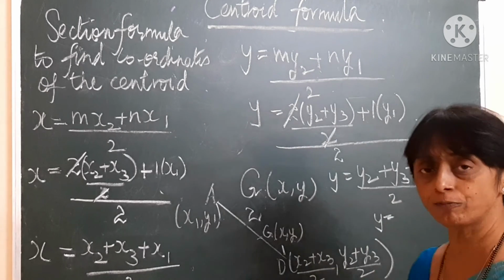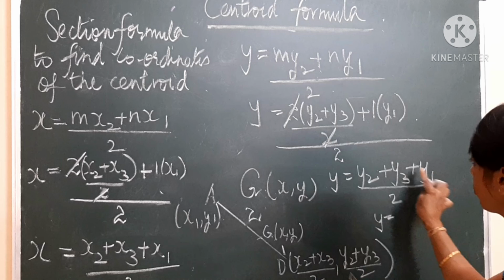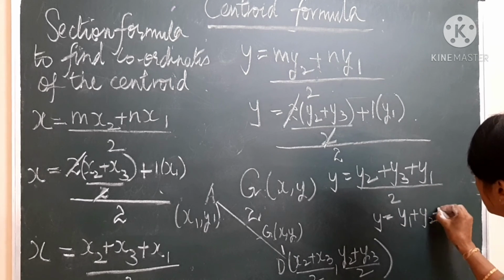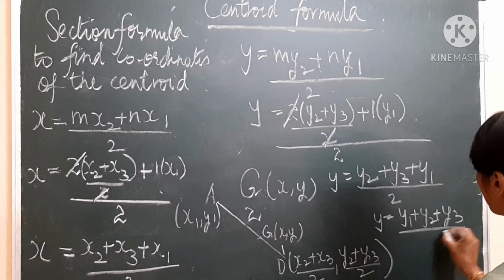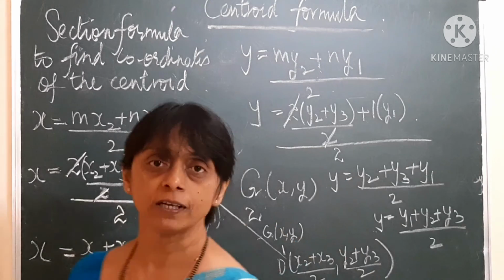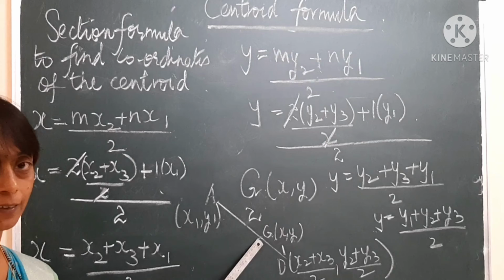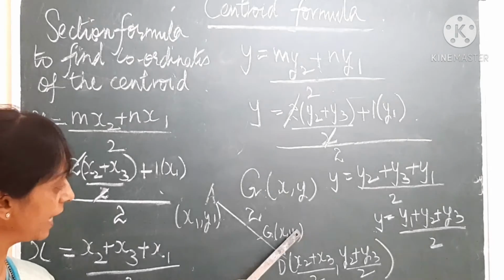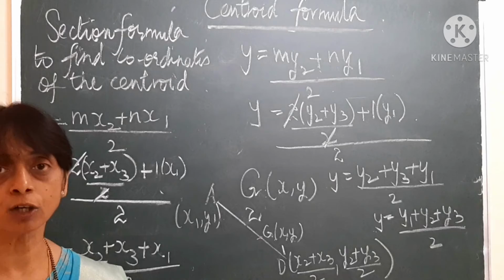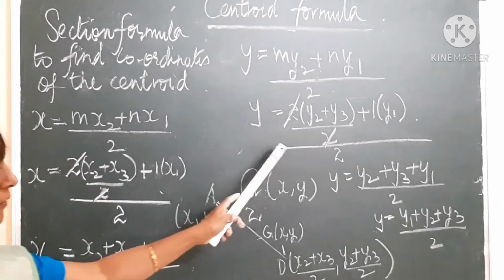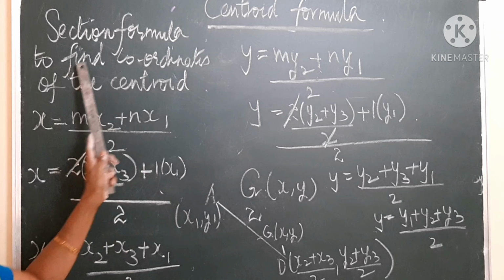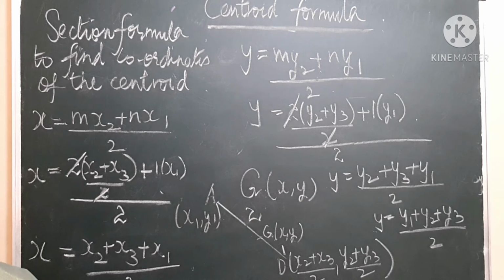Let's use the additive property. Let's rearrange: y1 plus y2 plus y3, upon 2. This gives me the y coordinate of the centroid. So how do we calculate the y coordinate? Given the 3 vertices, add up all the 3 y coordinates and divide it by 2 to give me the y coordinate of the centroid. This is called the centroid formula.